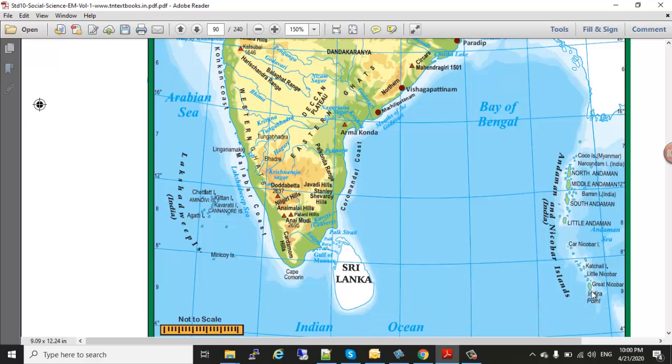This is the southernmost point of India, and that is called as the Indira Point. Indira Point is a very important question. This point I am showing with the cursor, that is called as the Indira Point. And here you have Kanyakumari, and this point is called as Cape Comorin. Is it clear? And this sea between India and Sri Lanka is the Palk Strait. Okay, the sea that connects India and Sri Lanka is the Palk Strait.